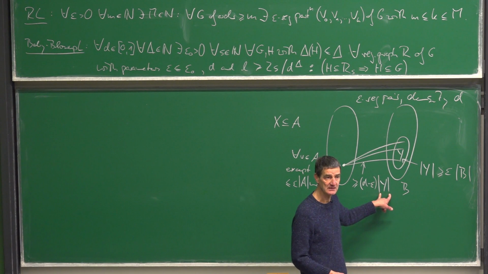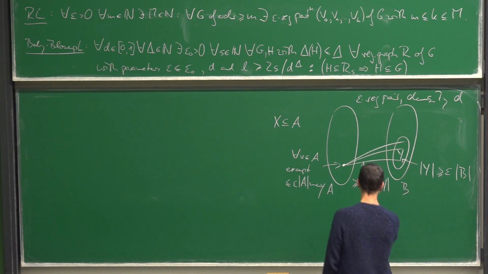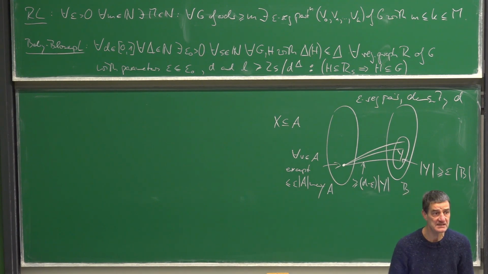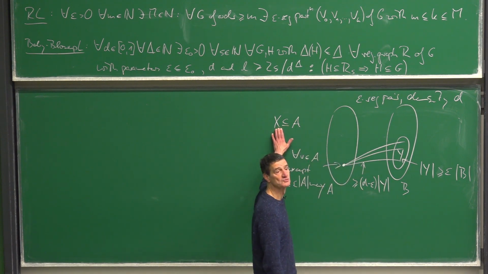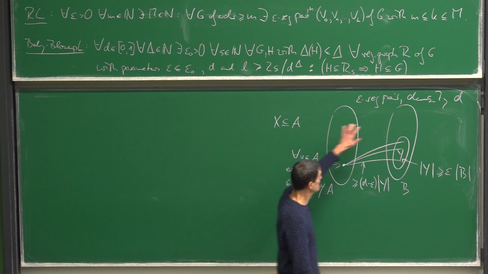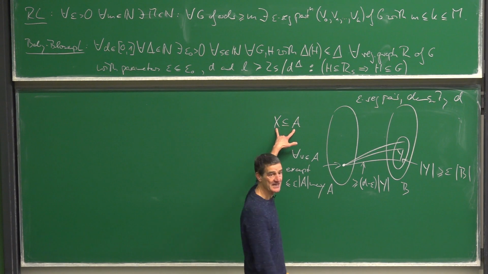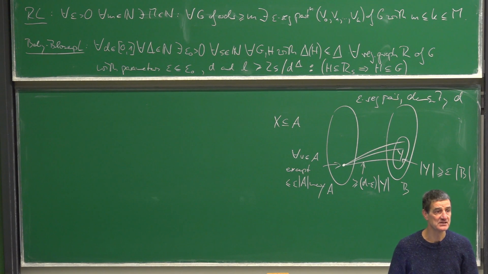Now divide that number by order X and divide it by order Y, and then you have the density between X and Y is less than D minus epsilon. But it shouldn't be. That contradicts epsilon regularity if this set X is also not too small, if it has size at least epsilon order A. Since we are epsilon regular, we can't have a contradiction to epsilon regularity. So the only solution is that this X is smaller than epsilon times order A. And that's the statement of the lemma.